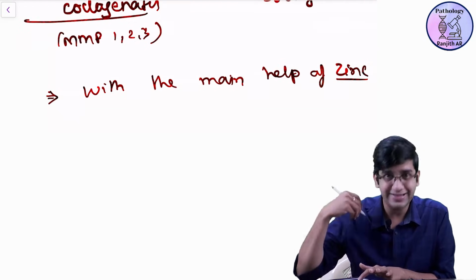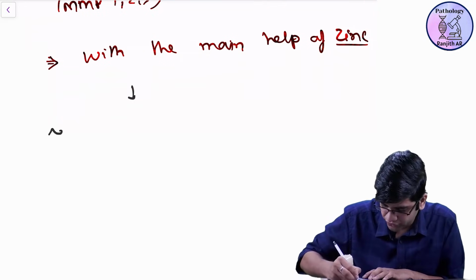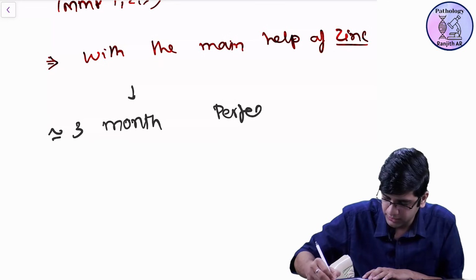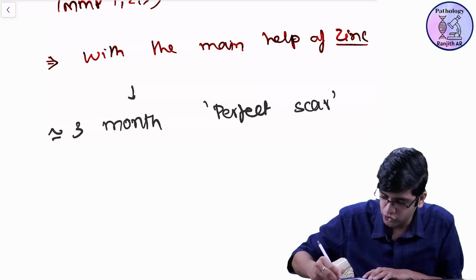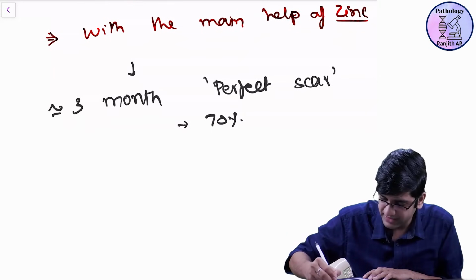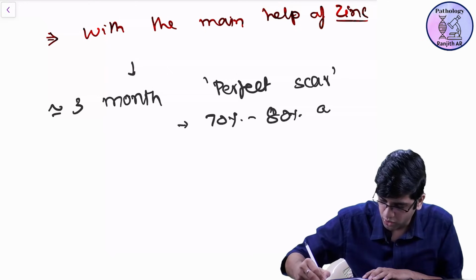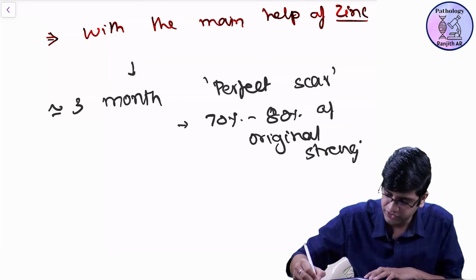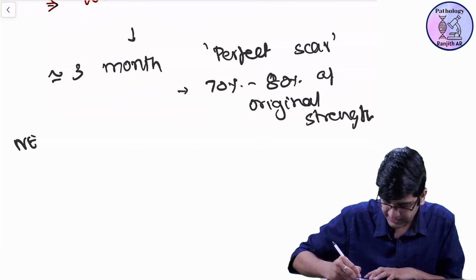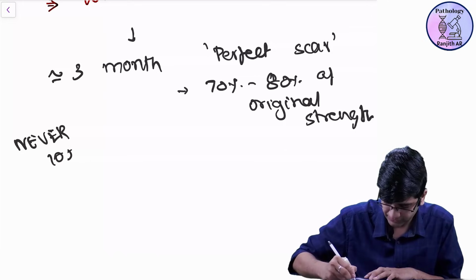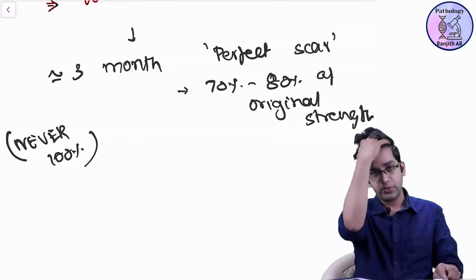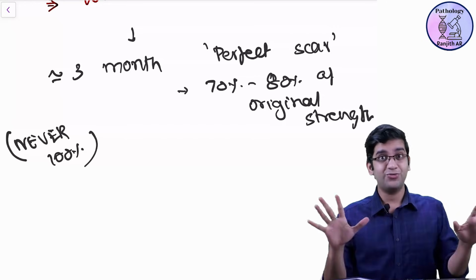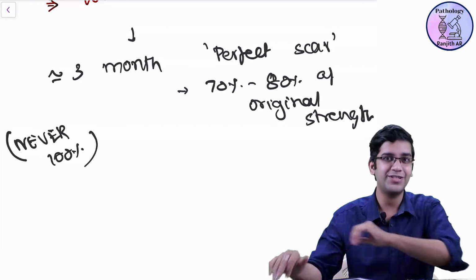So once the remodeling is perfect, at and around 3 months approximately, I'll have a perfect or strong scar. The strongest scar will be 70 to 80% of original strength. Never will it be completely strong. Never 100%. It's impossible to get 100%. Around 3 months, I'll have 70 to 80% of the original strength of the wound. We are done with the various steps involved in wound healing.